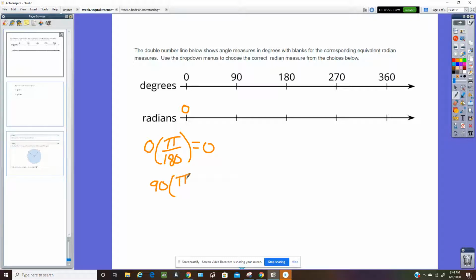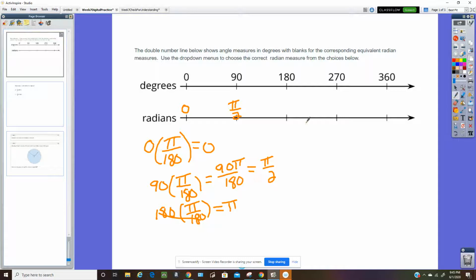And then 90 times pi over 180 is equal to 90 pi over 180. And then you simplify this fraction. 90 over 180 is 1 over 2, or pi over 2. So 90 degrees is pi over 2 radians. And then 180 times pi over 180. These just cancel and you get pi.